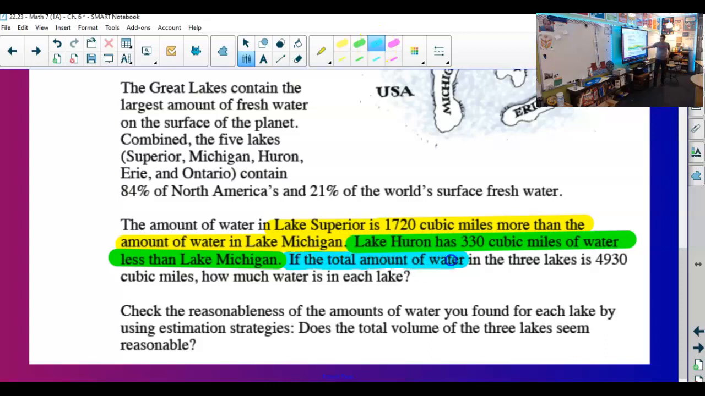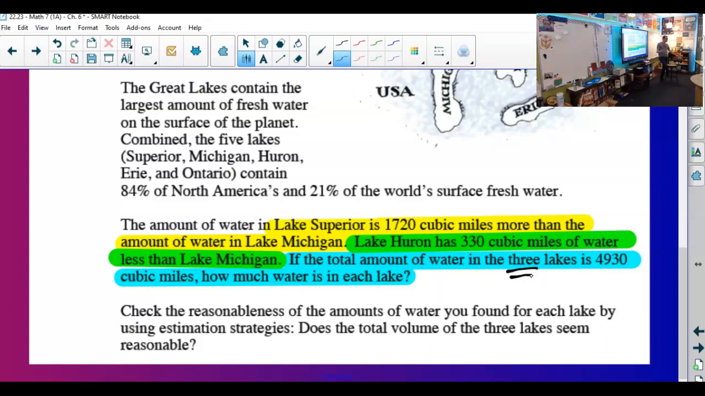Check the rest. So you're good. Okay, yeah. So guys, even though there are 5 lakes, how many of them are we talking about here? 3 of them. So guys, you might want to underline the 3 here to say we're only talking about 3 of the lakes. Which 3 lakes are we going to talk about?